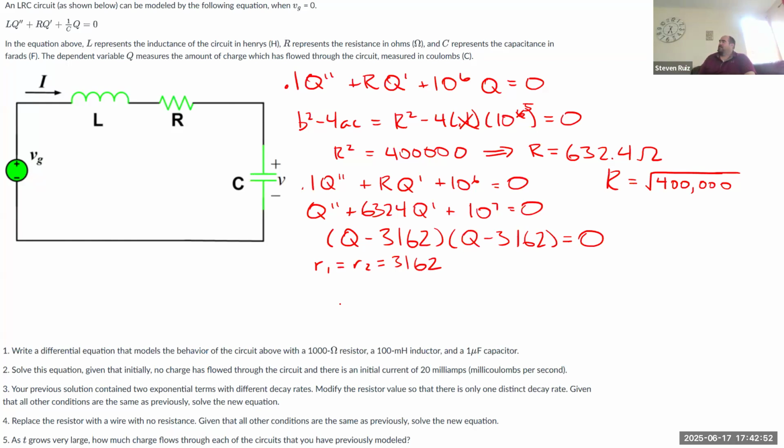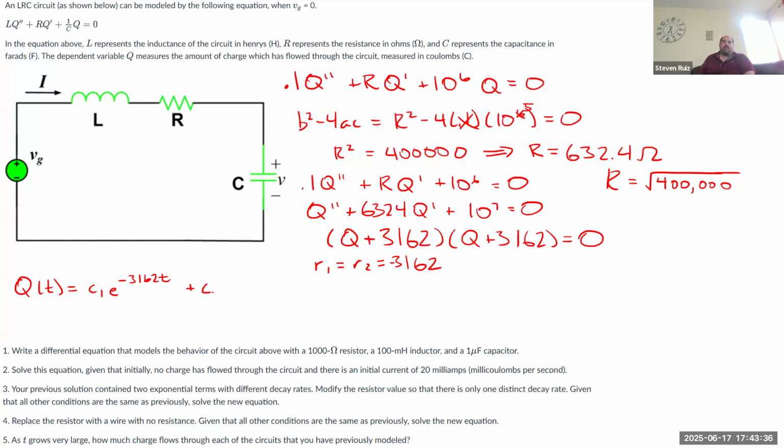So what does that mean about our complementary solution? When my R values are the same, what do I do? So here's what we're going to do. Q of t, now let's give myself a little more space. Q of t is going to be equal to C1e. Oh, by the way, huge mistake here. These need to be plus because these need to be R1 equals R2 equals negative 3162. So C1e to the negative 3162t.